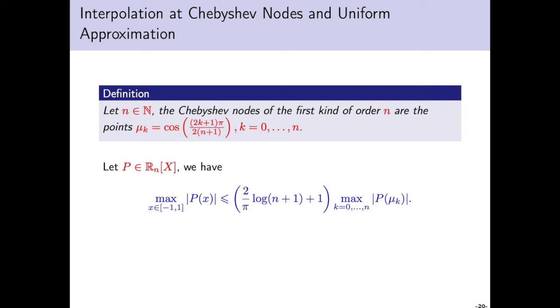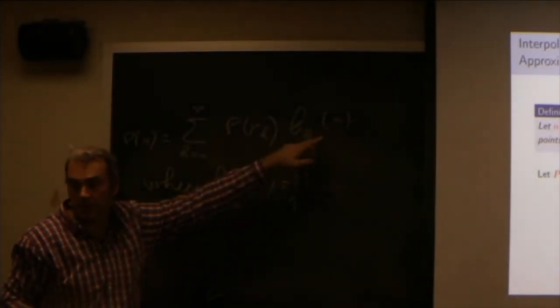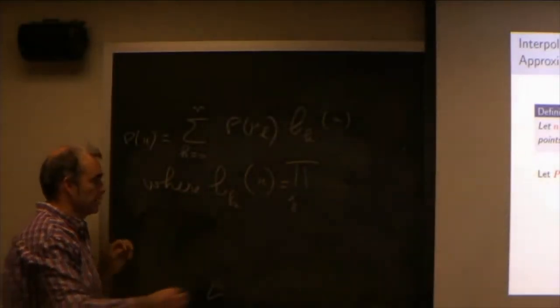Is that B or F that you wrote? So P of x is the sum from 0 to n of P of mu k multiplied by L sub k of x. Oh, that's the Lagrange. Okay? Yes.